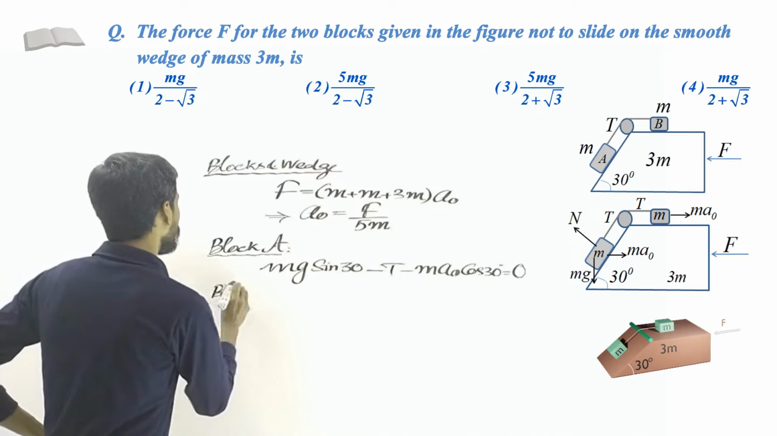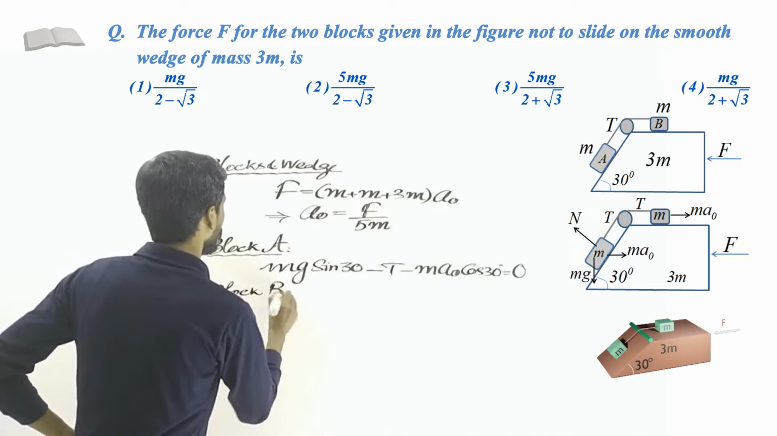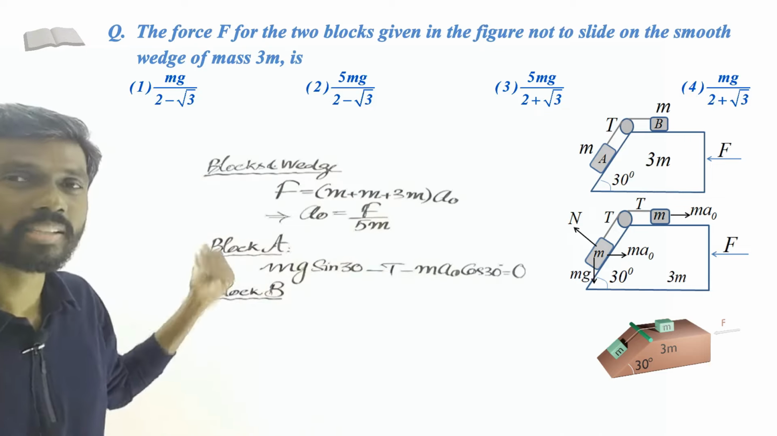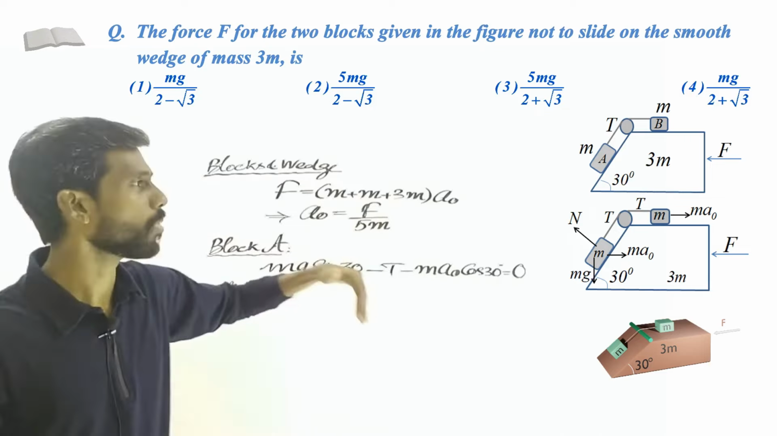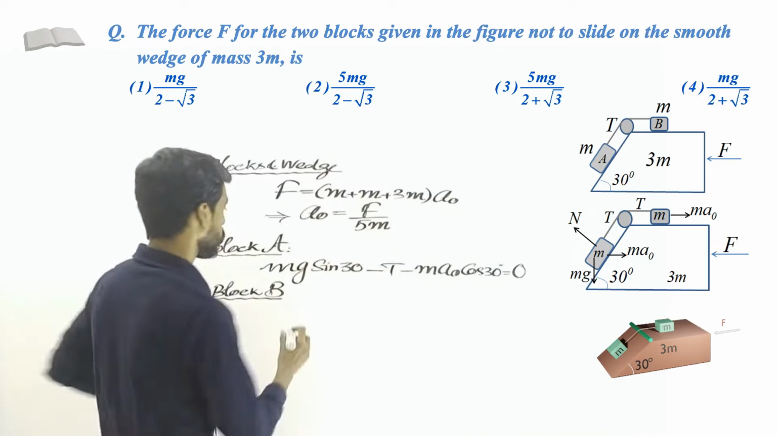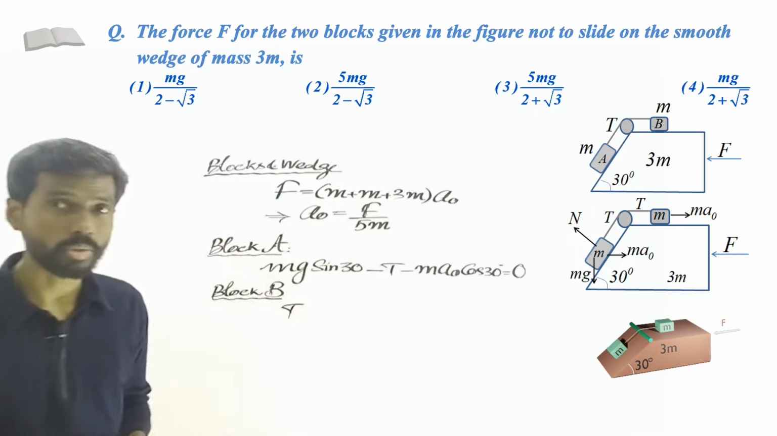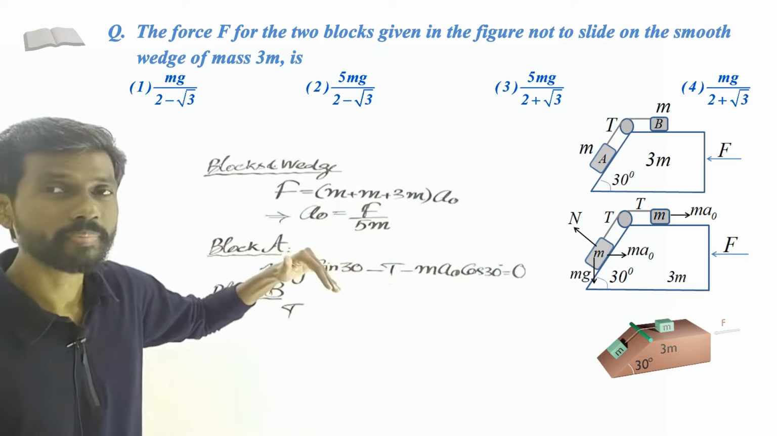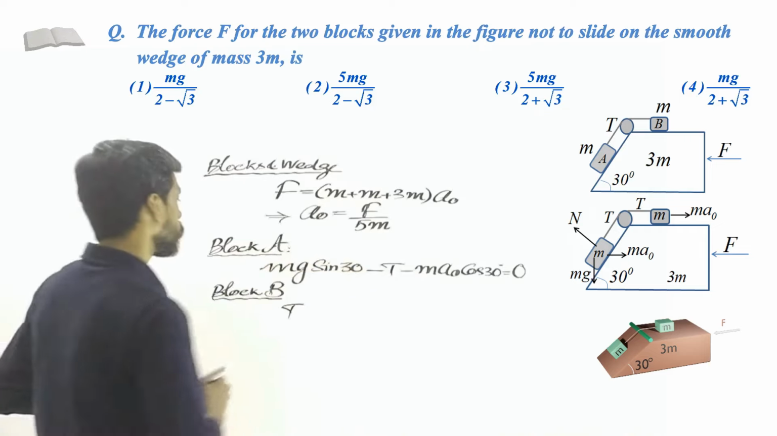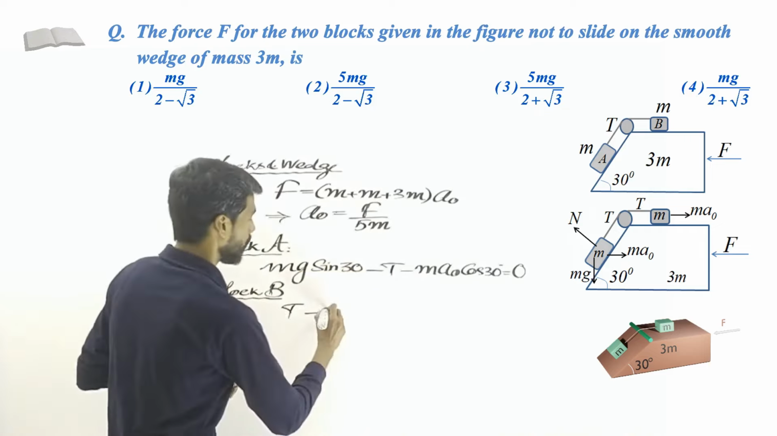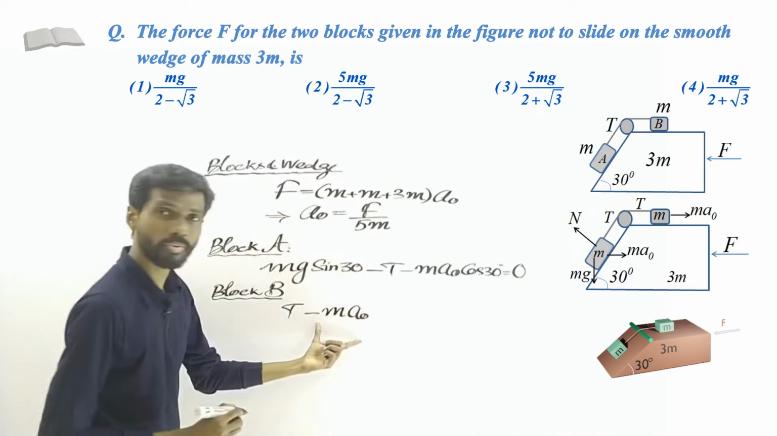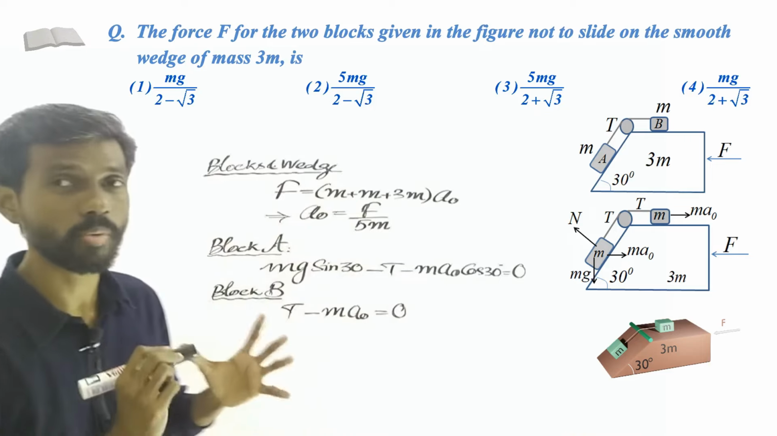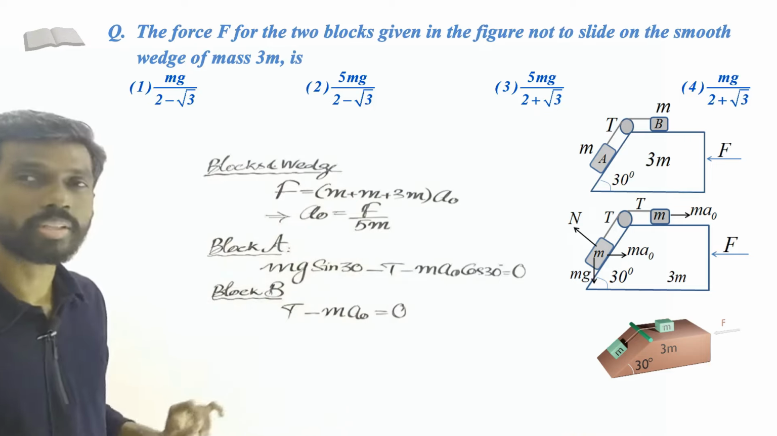Now similarly we will find the same thing for block B. What are the forces acting on block B? Of course the tension force T is acting in this direction. No gravitational force, right? That is in the perpendicular direction. And also the pseudo force, the same m a0, in the opposite direction, so minus m a0. That must equal 0 because again it is at rest with respect to that observer. Now we simply have to solve these to get our required answer.